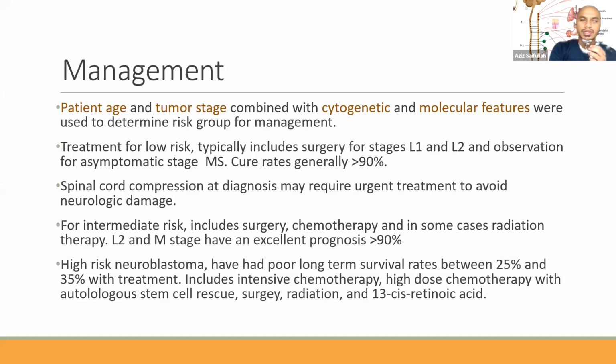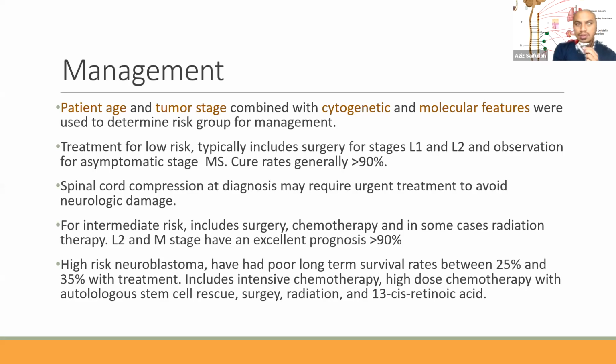In terms of spinal cord compression, at diagnosis it may require urgent treatment to avoid neurologic damage, because as we know, spinal cord compression, if not treated quickly, can cause permanent disability to the patient. For intermediate risk, treatment includes surgery, chemotherapy, and in some cases radiation therapy. For high-risk neuroblastoma, which has poor long-term survival rates between 25 and 35% with treatment, it includes intensive chemotherapy, high-dose chemotherapy with autologous stem cell rescue, surgery, radiation, and 13-cis retinoic acid.